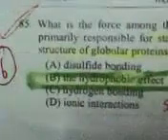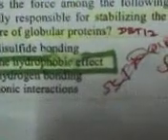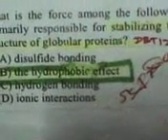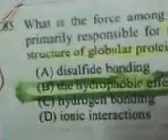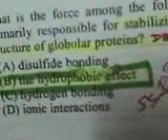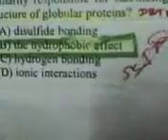Here we come to question number six. What is the force among the following that is primarily responsible for stabilizing the tertiary structure of globular proteins? The answer is number two, hydrophobic interactions. The main force primarily responsible for stabilizing the tertiary structure is the hydrophobic effect.